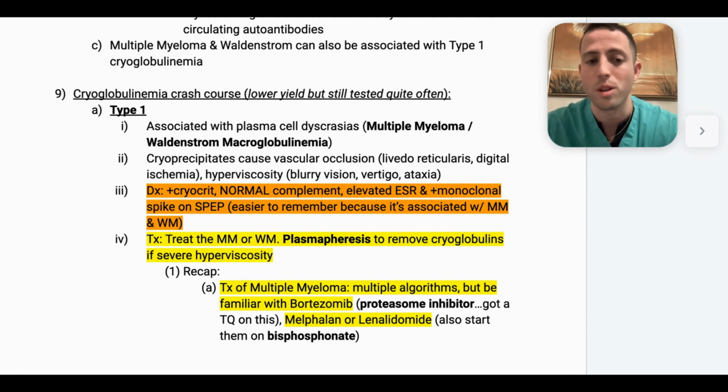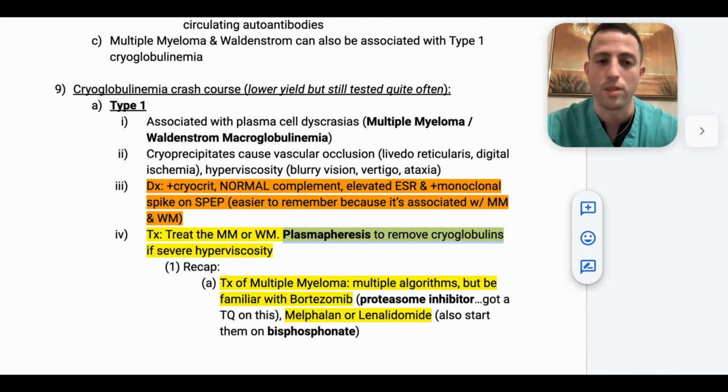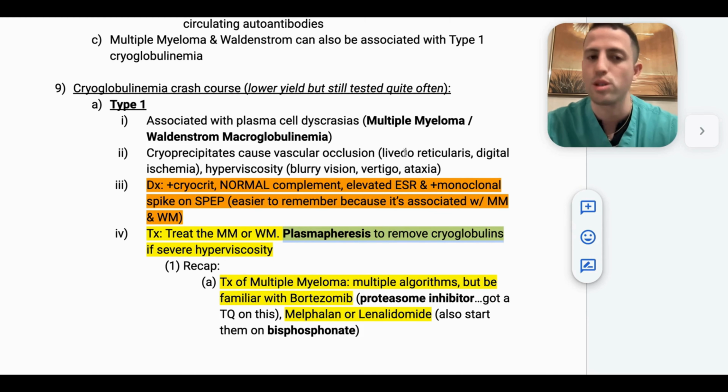And so the treatment is to treat the underlying disorder. So you treat the multiple myeloma or the Waldenstrom's, and you can use plasmapheresis to remove the cryoglobulins if they have severe hyperviscosity. So if they have any of these symptoms of the vascular occlusion, the hyperviscosity, blurry vision, vertigo, ataxia, those types of things, you want to use plasmapheresis to remove the cryoglobulins.